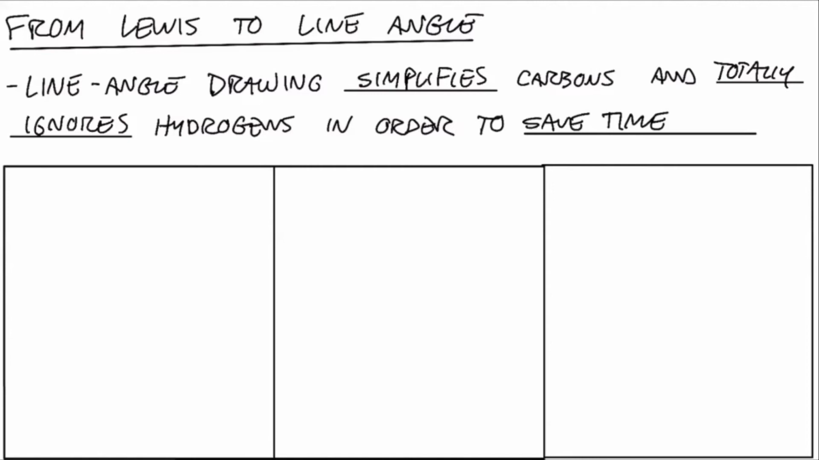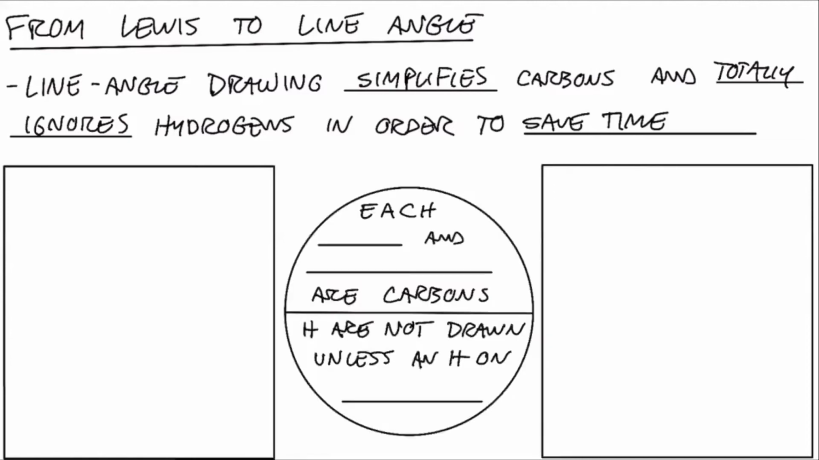So to start off, here are a couple of the rules for drawing line angle. Every time you want to draw a carbon, you're either going to draw an end of a line or a vertex. So each vertex that we draw and any endpoints are going to be carbons. So this may seem a little bit weird. Hang on for a moment.